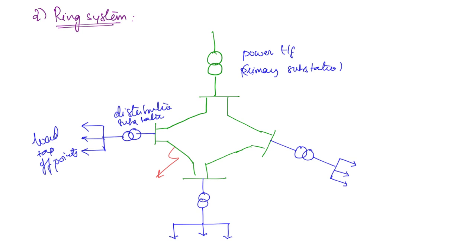If it was a radial system and the power is only coming from this one direction, then this substation is not going to receive power. But now since this is a ring system, the power cannot come from this path, but it will come from this path. So in this way, this is more advantageous. Better reliability as compared to the radial system.